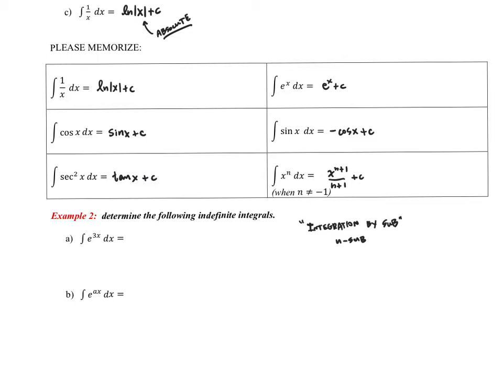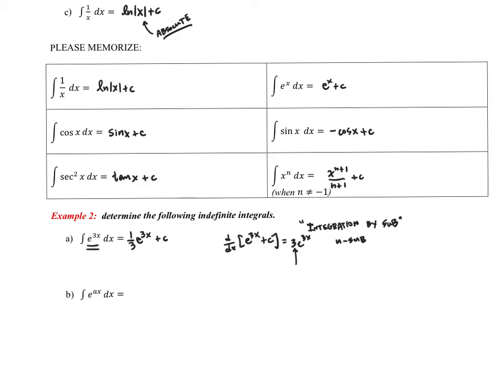Okay, so the temptation for both of these is to say that this would be e to the 3x plus c. But the derivative of e to the 3x plus c, if I took the derivative of e to the 3x plus c, would equal 3e to the 3x. Now I need to do something with this 3 to get rid of it, because as you can see, the original function did not include that 3. So what I do is I throw 1/3 on there.